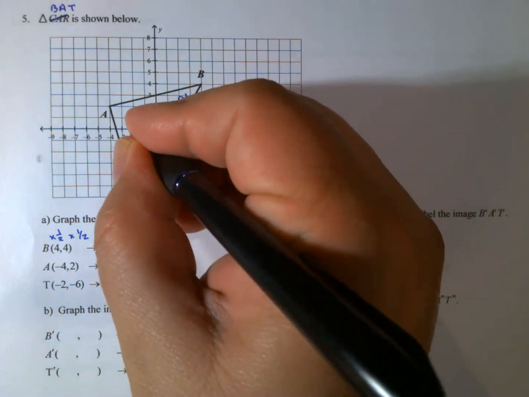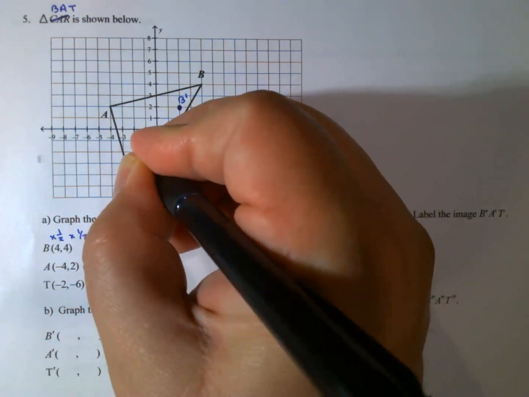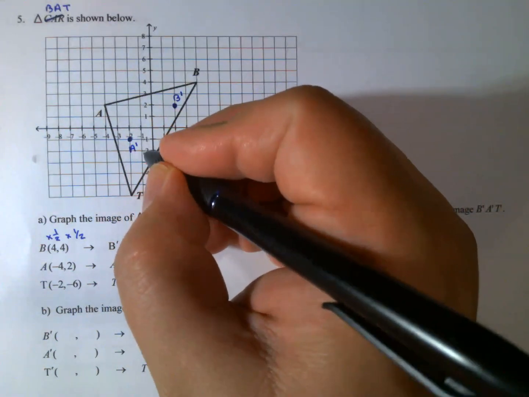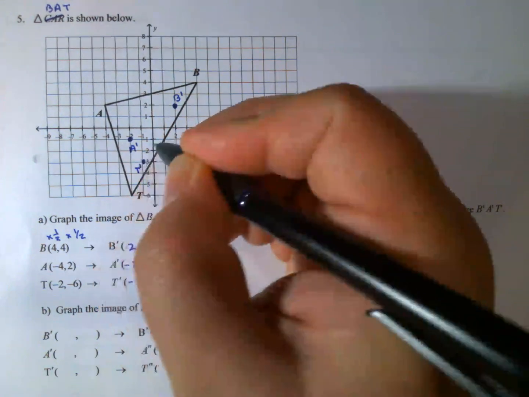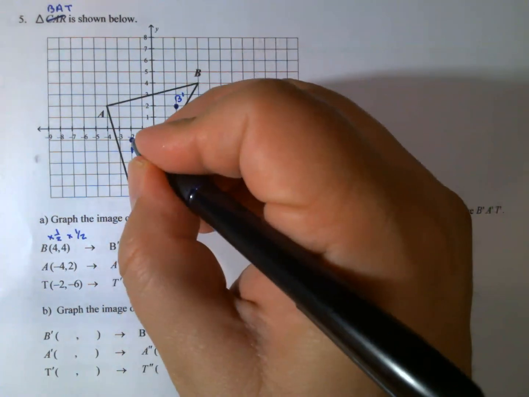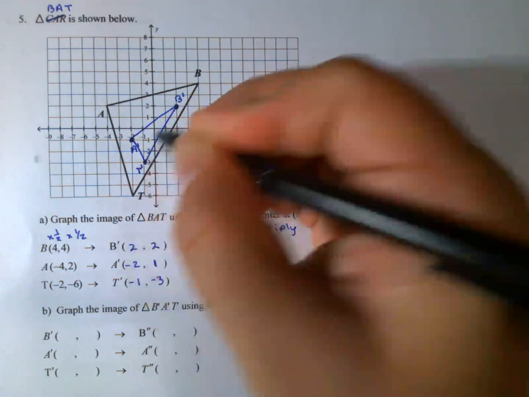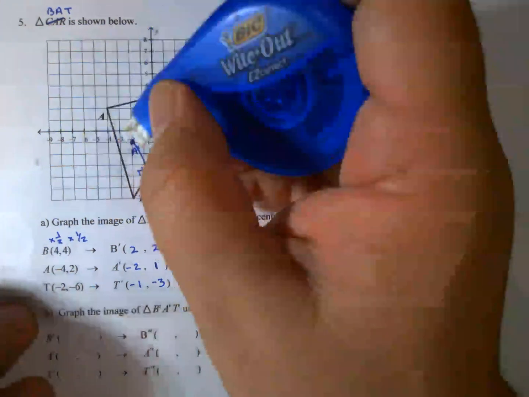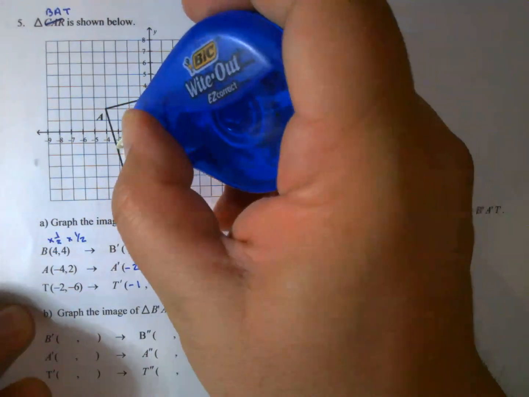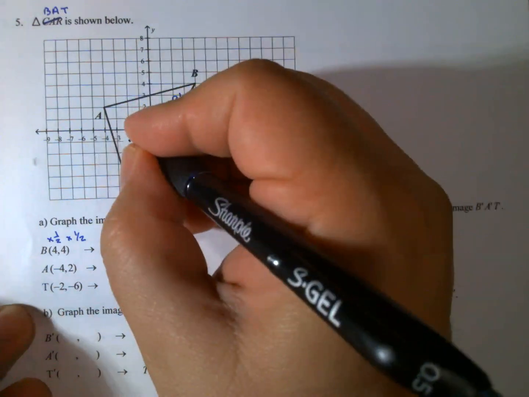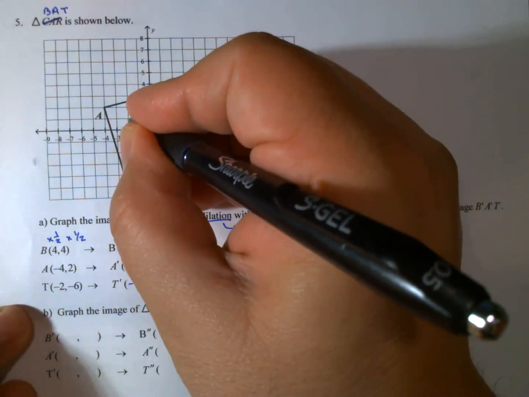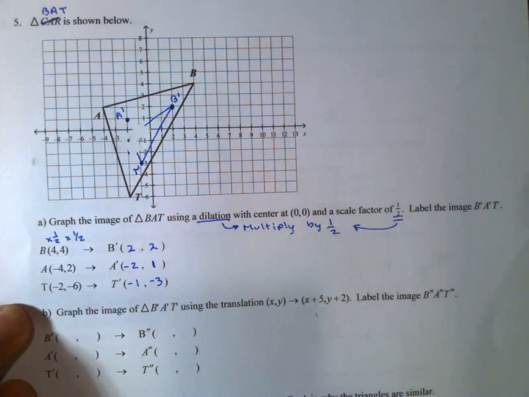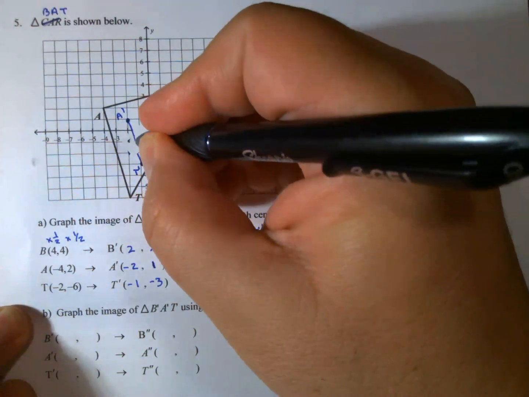-2, 1. So I go back 2, down 1. This is A prime. And finally, T is -1, -3. So there is T prime. And then we just connect the dots. All right, so there we go. We have our graph. Oh, I just noticed something here. Little mistake there, sorry. I don't know if you caught that there, but the point was -2, +1. It felt like it was a little too low. So -2, +1 was the point. There, this one makes more sense now.